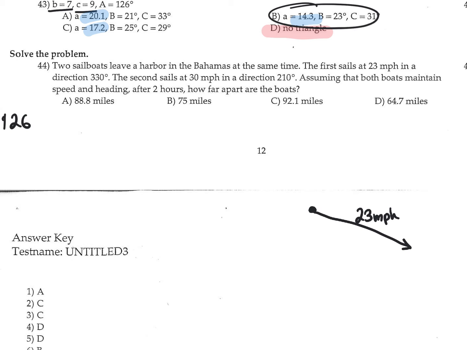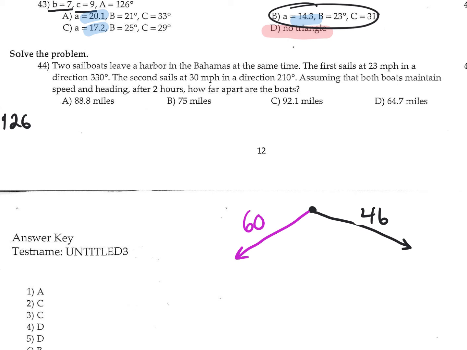Our second boat sails in a direction of 210 degrees, which is going to be in this direction, and they are going 30 miles per hour. Assuming that both boats maintain speed and heading after 2 hours, how far are they apart? Well, I'm going to have to double our side lengths here. They're not really 30 and 23. They're really 60, 2 times 30, and 46, 2 times 23.